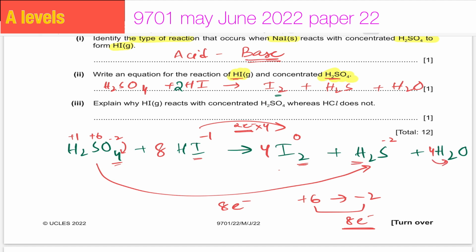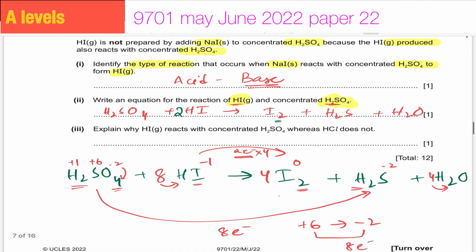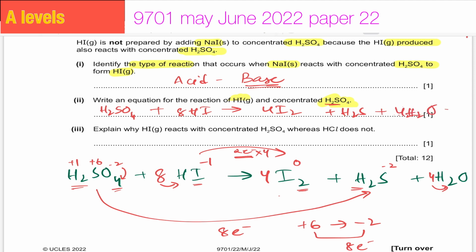4 2s are 8 plus 2, 10. 8 plus 2, 10. So now this is a balanced equation. So you can just simply write this equation here. Right, so that would be equal to H2SO4 plus 8HI gives 4I2 plus H2S plus 4H2. So this is a balanced reaction between H2SO4 and hydrogen iodide, in which a redox reaction has been happening.